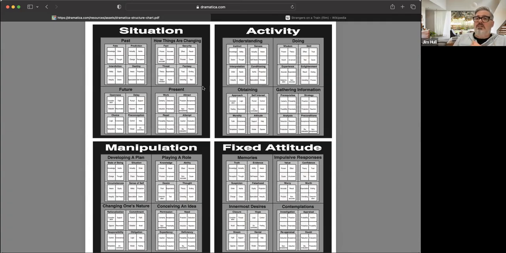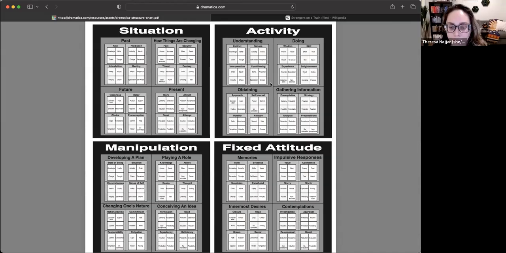Which works nice because the main character is a doer. So like I said earlier, because Guy is a doer, he would either have to be in situation or activity. I think that the objective story through line is actually in psychology instead of activity, but I agree with the main character being in the situation and the obstacle character being in the fixed attitude. I think that the objective story is in manipulation because the other characters outside of the duo are also looking at keeping secrets and maybe manipulating the situation a little bit.